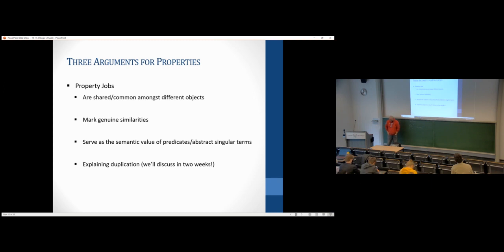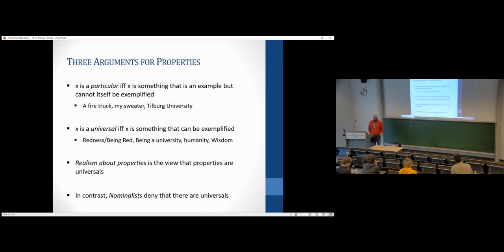Maybe quickly, we basically have a sketch where something like the following is what the jobs of properties are. They're going to be shared or common. They're going to explain similarities or resemblances. They're going to be the semantic value of predicates and abstract singular terms. They're going to be what we quantify over in those sentences. And something we'll come back to when we talk about identity is that maybe they'll explain duplication. We'll talk about that in two weeks' time. So these all look like jobs for properties. So the question when we come back is, what the hell are they? And to do that, we'll come back after the break.